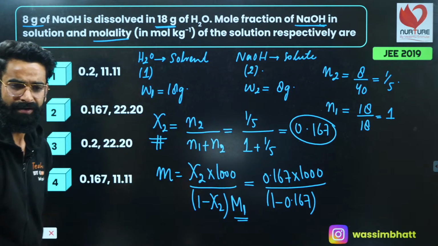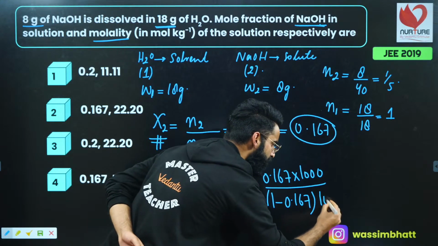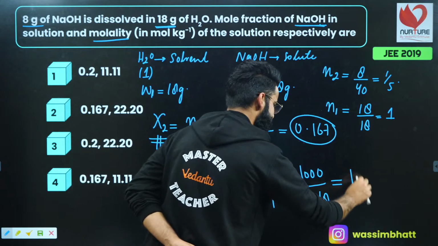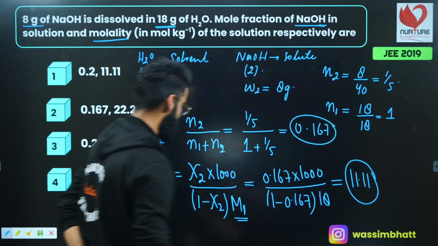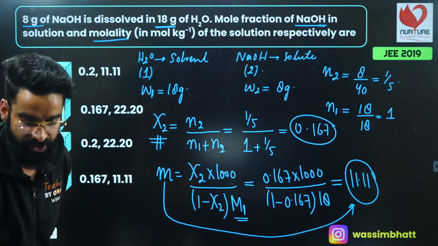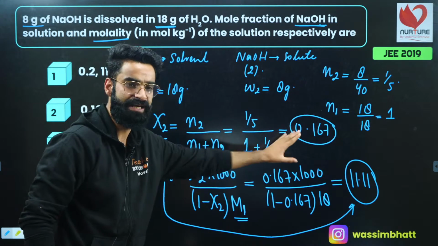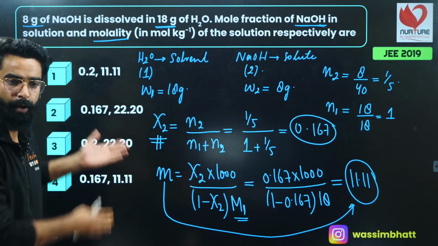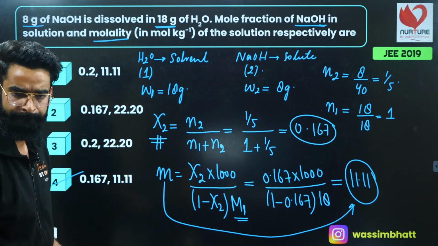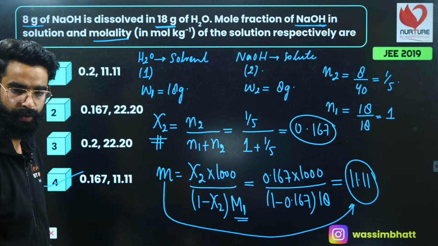What is M1 over here? M1 is the molar mass of solvent. Solvent is water. And what is the molar mass of water? That's 18. When you will solve this, I think you get the value something as 11.11. So 11.11 is basically the molality of the solution, which was the second part of the question. I'm sure it's clear to everyone. I got the mole fraction of solute. I got the molality of the solution. Now, which option satisfies it? It's done and dusted. Option 4 satisfied it. Exactly, guys. Wonderful.